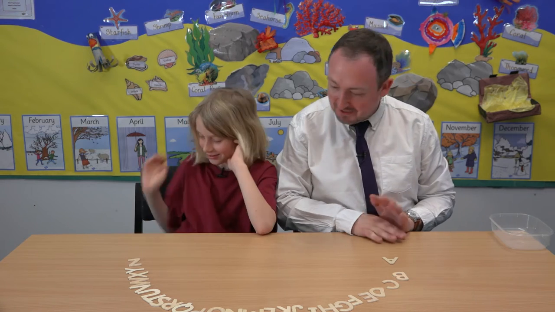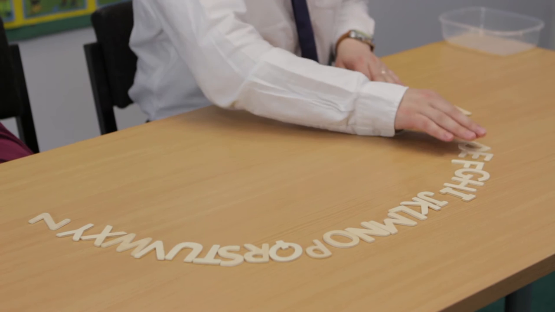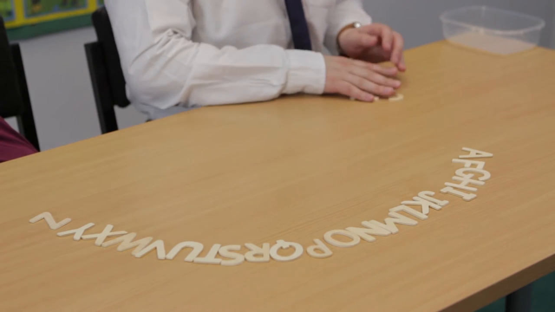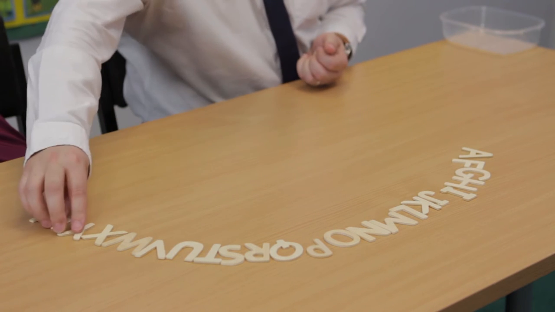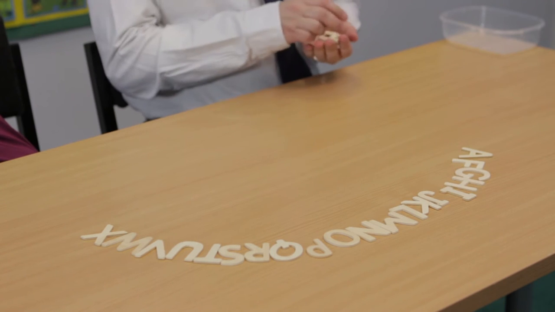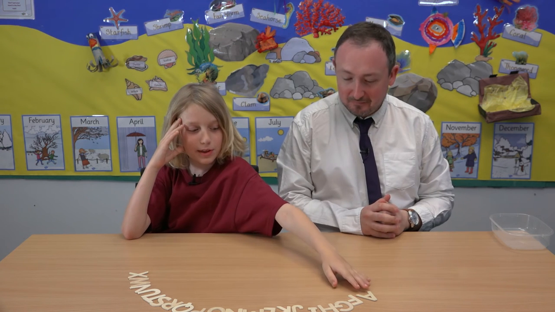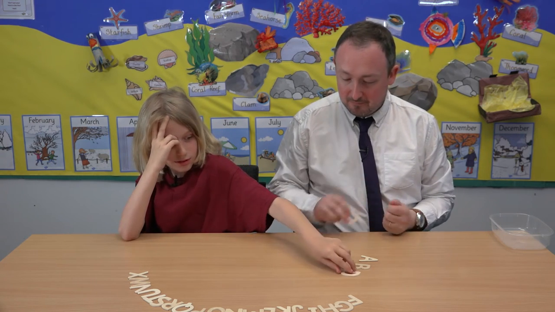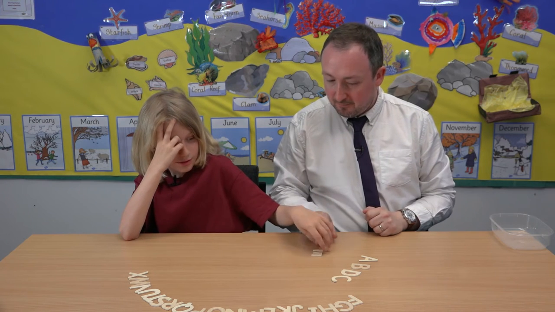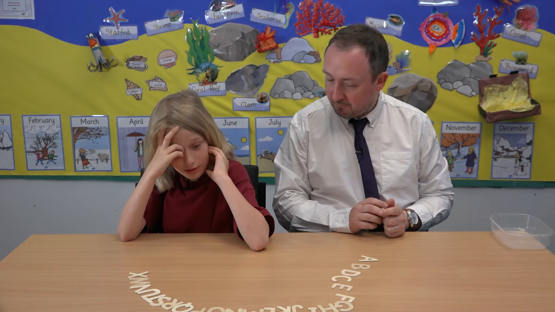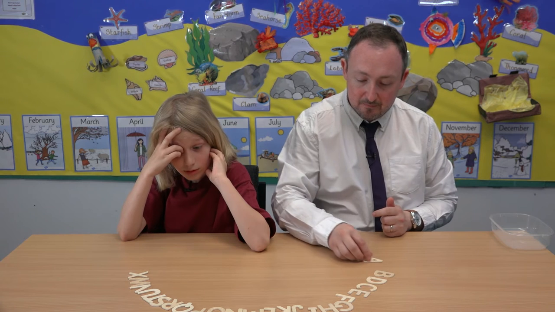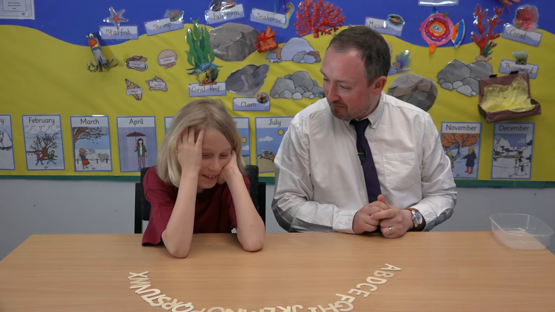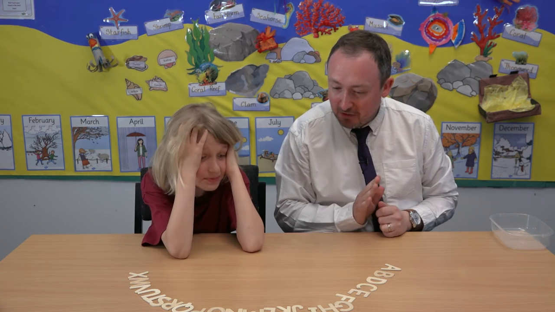Right, are you happy to do that one more time? Okay, fantastic. Right, if you close your eyes and turn away. Okay, when you're ready, you can have a look. What have I done this time? B. Okay. D. C. E. No, you're doing really well. I'll give you a clue. I've got two left in my hand.